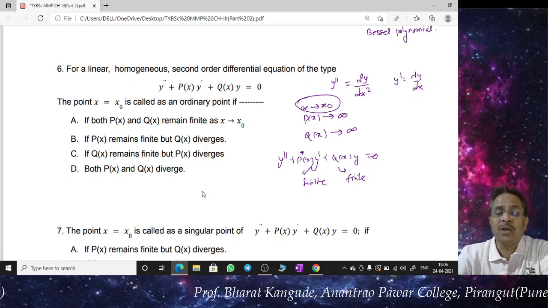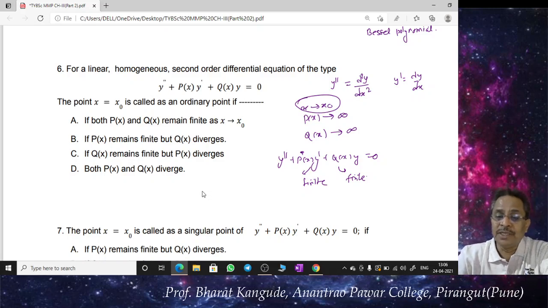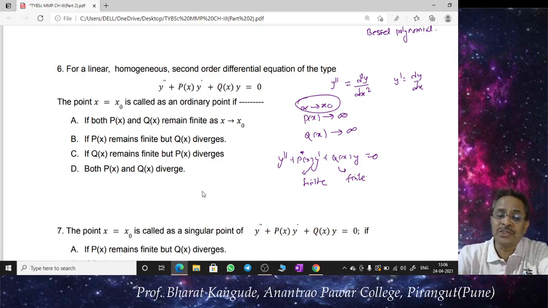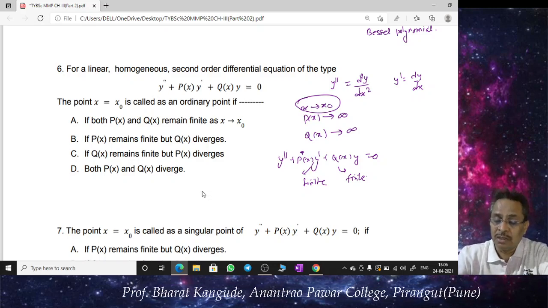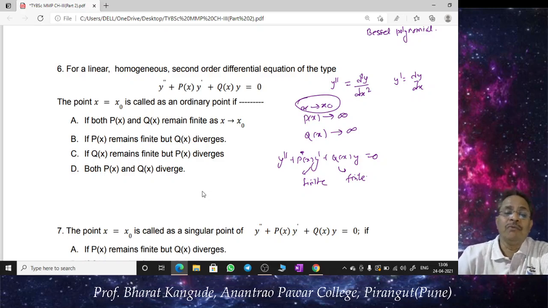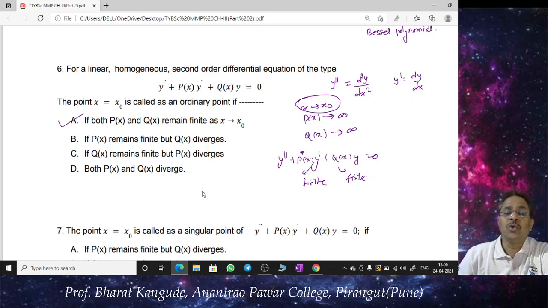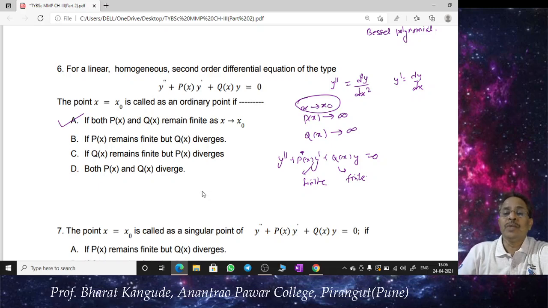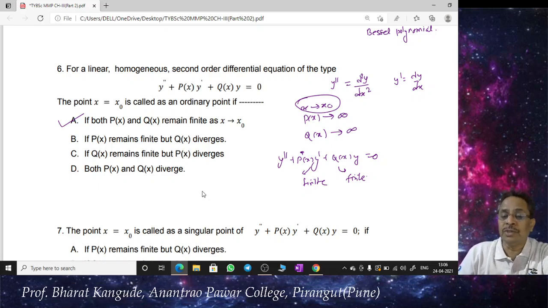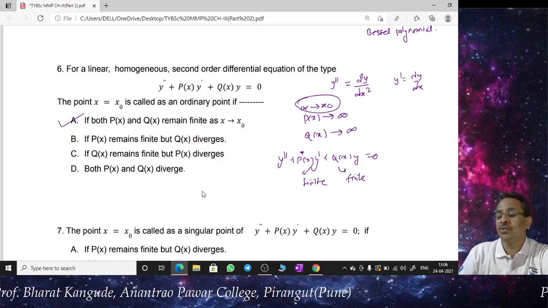So option B and option C are both incorrect, and option D is also incorrect. If any term of the differential equation becomes infinite by substituting x by x0, then it is not useful for us. Such a point is called an ordinary point when this option is satisfied. That is, if both p of x and q of x remain finite at x is equal to x0, then the point x is equal to x0 is called an ordinary point of the equation y double dash plus p of x into y dash plus q of x into y is equal to 0.